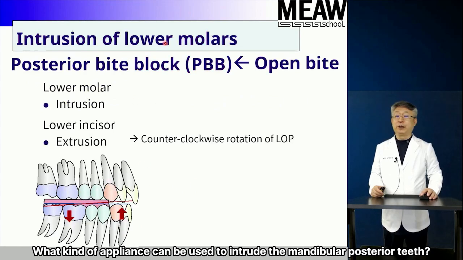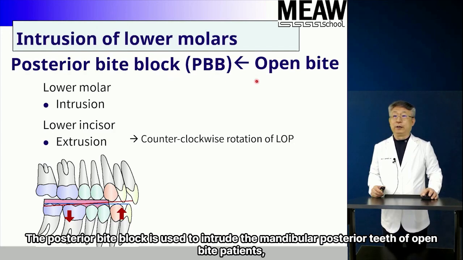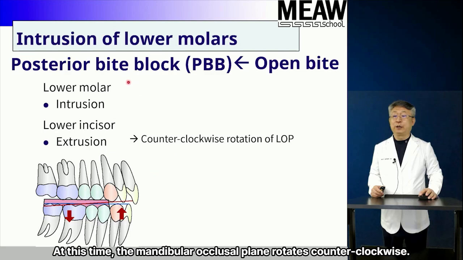What kind of appliance can be used to intrude the mandibular posterior teeth? There is a posterior bite block. The posterior bite block is used to intrude the mandibular posterior teeth of open bite patients and to extrude the anterior teeth. At this time, the mandibular occlusal plane rotates counterclockwise.